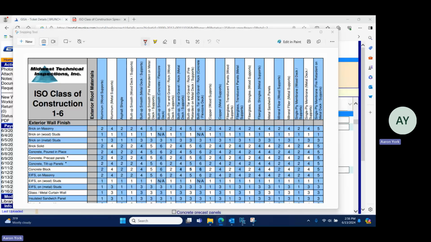This short is covering determining ISO class of construction. ISO class construction is one of the main elements used in order to determine replacement cost of the structures you're visiting.